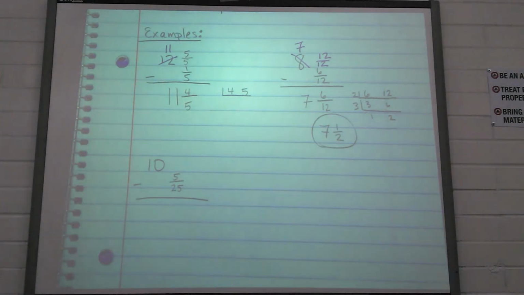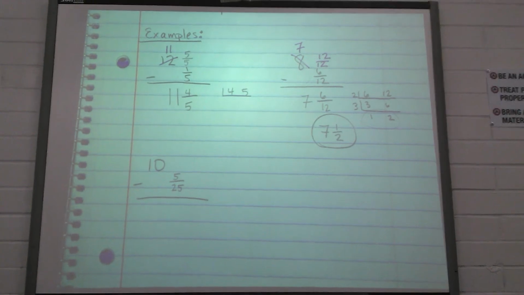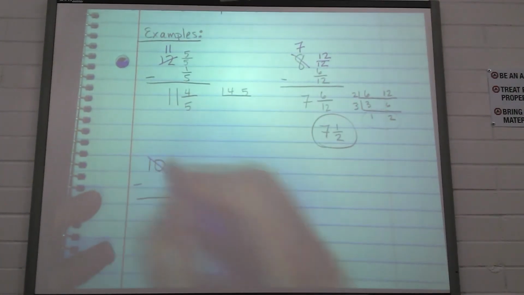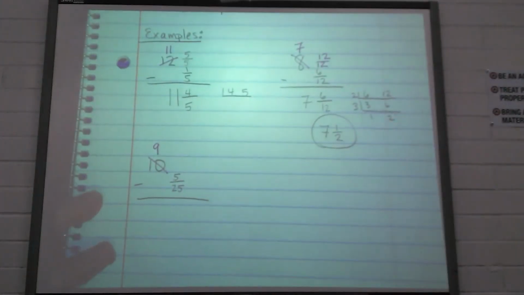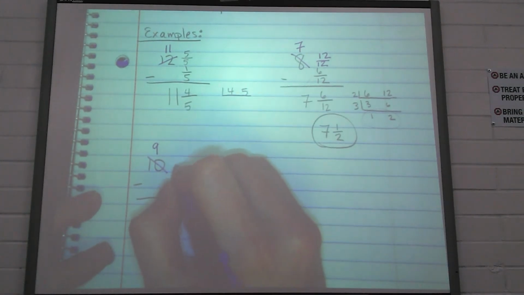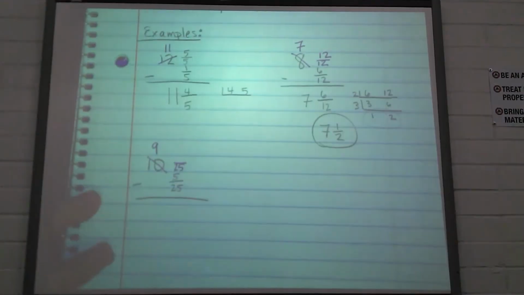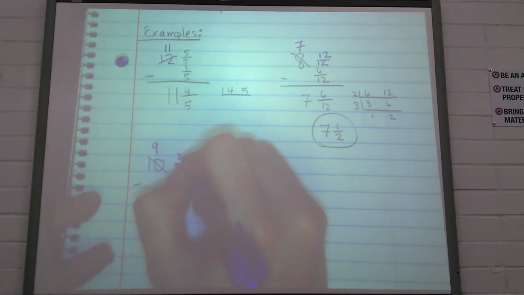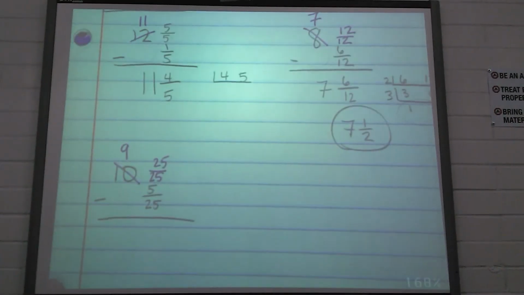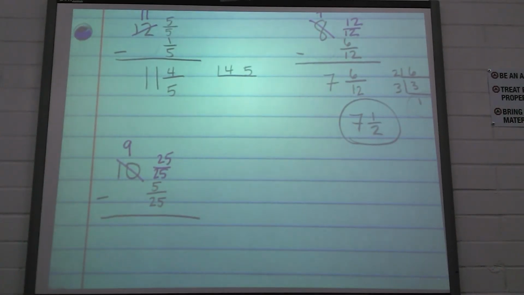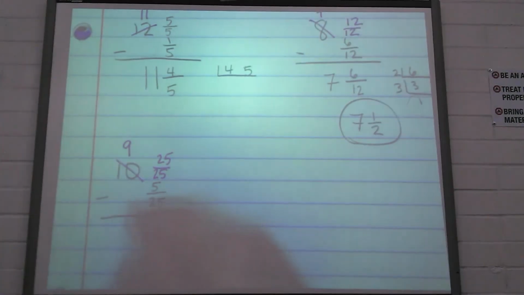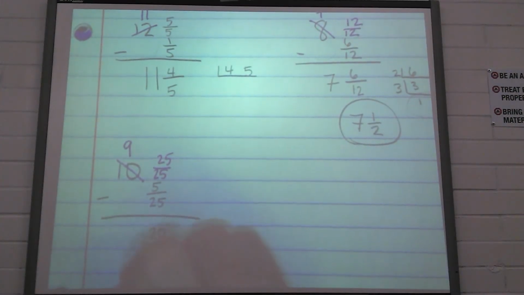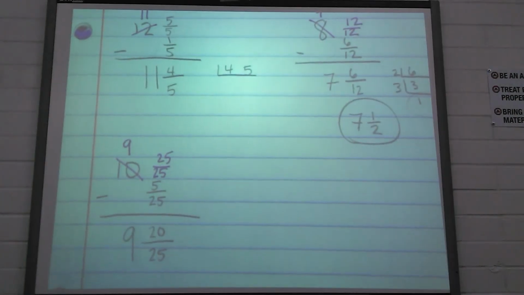Okay, we're back on. Hopefully you've done this problem and you're ready to check your work now. I borrow from the 10, so that becomes a 9. And this new fraction, since my denominator is 25, both my top and bottom numbers are going to be 25. Now I can subtract 25 minus 5, 20. My denominator stays the same, and I bring down that whole number.